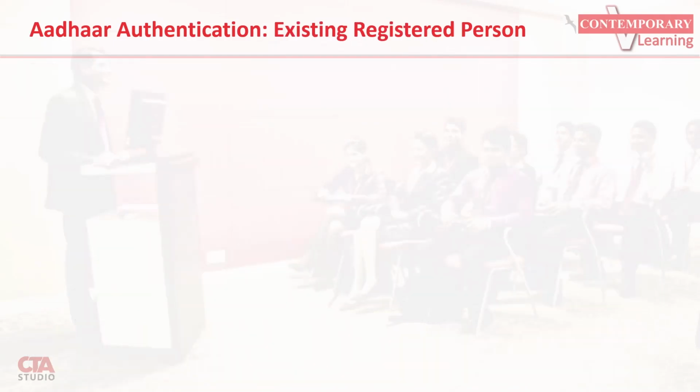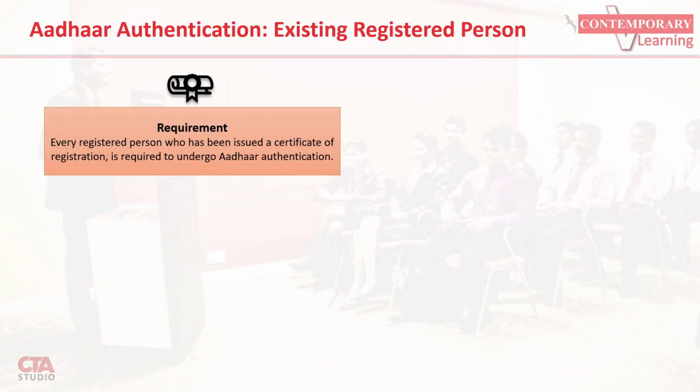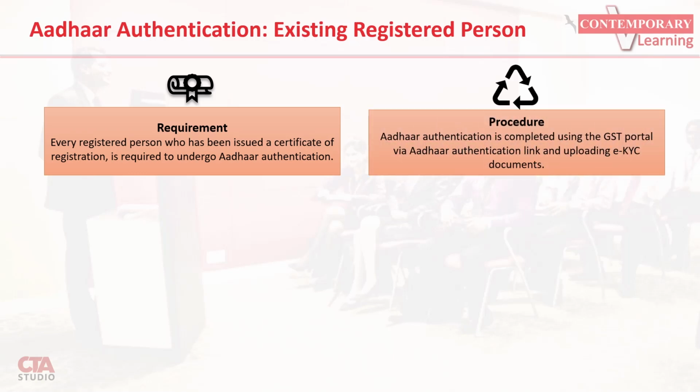Now let me explain the Aadhaar authentication requirements for existing registered persons, which is equally important. Authorized signatory requirement. Every registered person who has been issued a certificate of registration is required to undergo Aadhaar authentication. This applies to all existing registrants, not just new ones. Procedure. Aadhaar authentication is completed using the GST portal via Aadhaar authentication link and uploading eKYC documents.